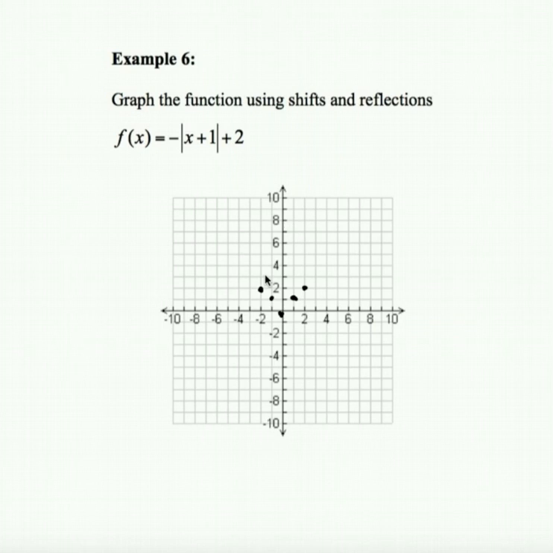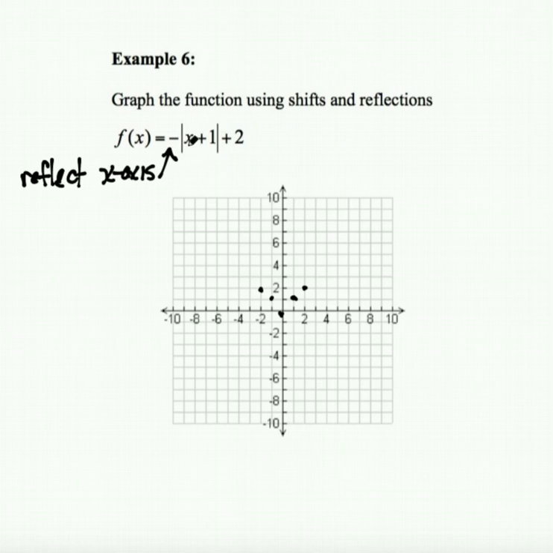Example 6, graph the function using shifts and reflections. This time we have f of x is equal to the opposite of the absolute value of x plus 1, plus 2. So notice we have several transformations going on in this problem. This negative out in front is going to be a reflection. And since it's out in front, it's going to be a reflection across the x-axis.